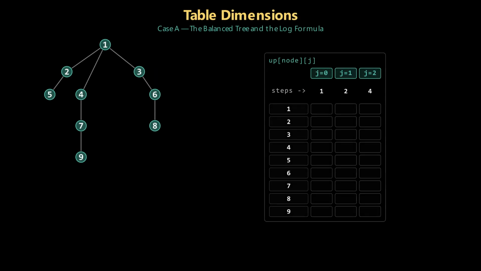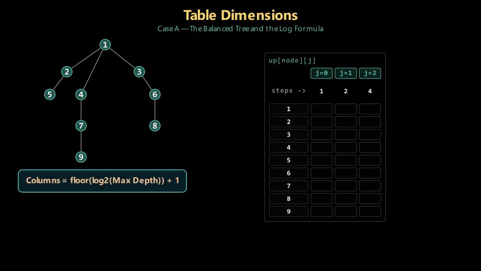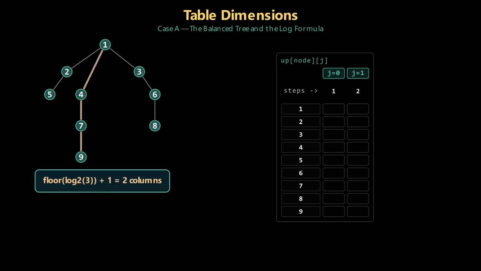To determine exactly how many columns to allocate in our parent grid, we introduce a mathematical rule. The column count is based on the base 2 logarithm of the tree's maximum depth, plus 1. Depth counts edges from the root along the longest path. In this 9-node tree, maximum depth is 3. This formula shows we only need to allocate 2 columns, just enough exponential scale to jump from any leaf straight to the root.